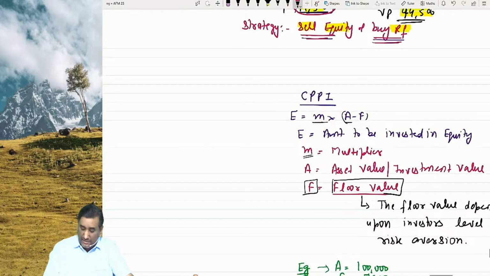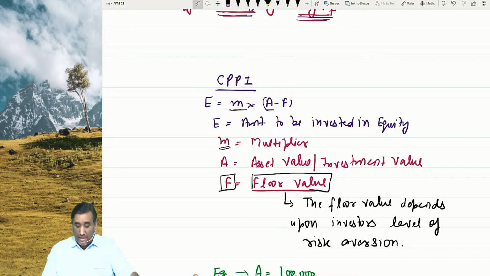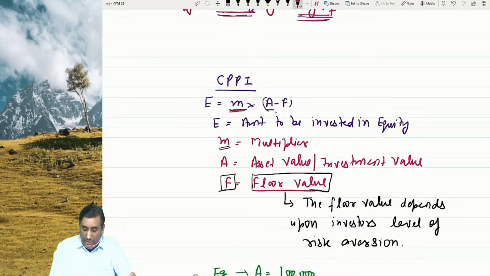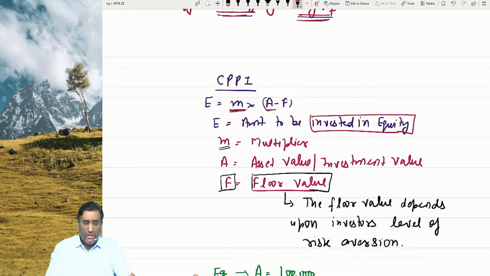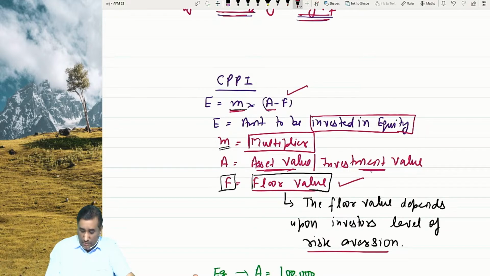Now CPPI, this method, what is the requirement from our side? In CPPI, the equity is equal to multiplier into A minus F. A is nothing but the amount to be invested in the equity. The multiplier, he'll give you; depending on the safety margin, he'll suggest what could be the floor value. Floor value depends upon the risk aversion of the investor. For example, he says keep my floor value at 75,000, keep my floor value at 80,000. So he wants his value to be maintained. So accordingly risk can be taken as per this formula. M is the multiplier, A is the asset value or investment value.